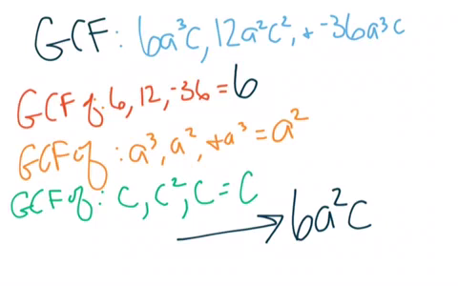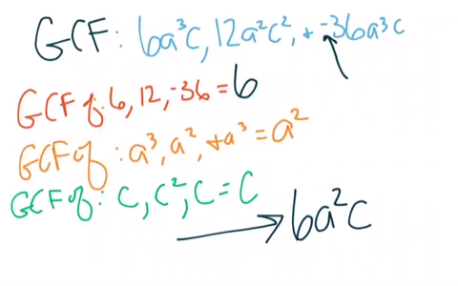All right, now let's do the greatest common factor of 6a cubed c, 12a squared c squared, and negative 36a cubed c. This negative we don't have to worry about quite yet. We're only doing it kind of like the absolute value, so there's no negative or positives there. First, what is the greatest common factor of 6, 12, and negative 36? The GCF would be 6.